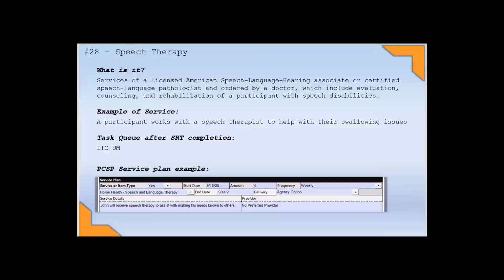Speech therapy, services of a licensed or certified speech language pathologist, which includes evaluation, counseling, and rehabilitation. Example, a participant works with a speech therapist to help with their swallowing issues.